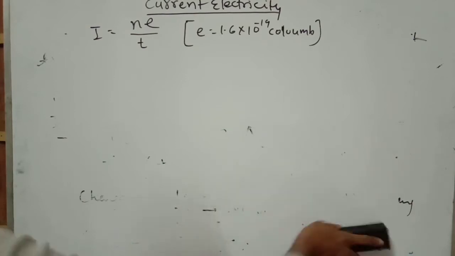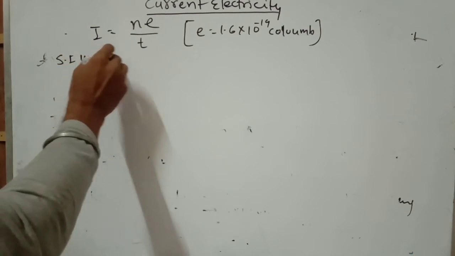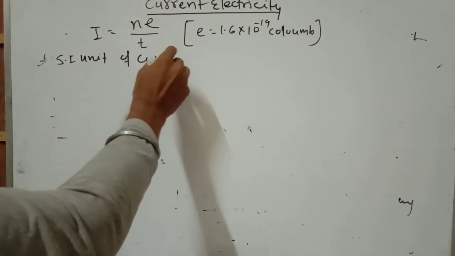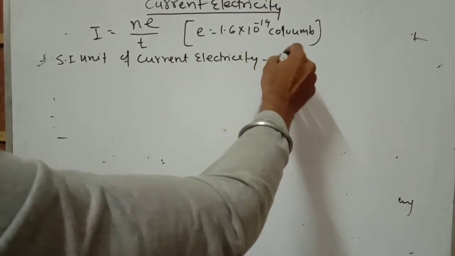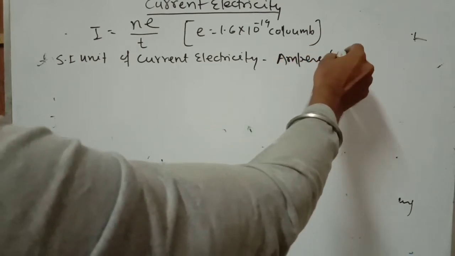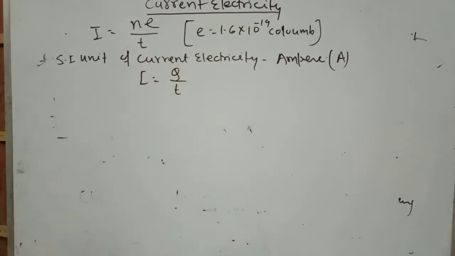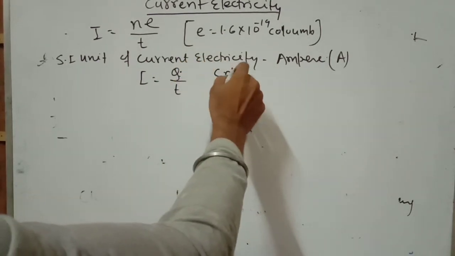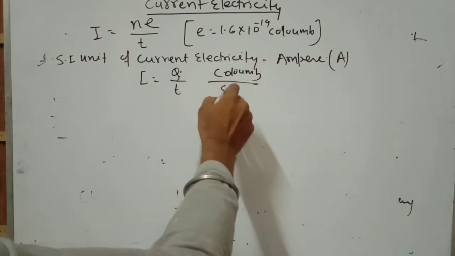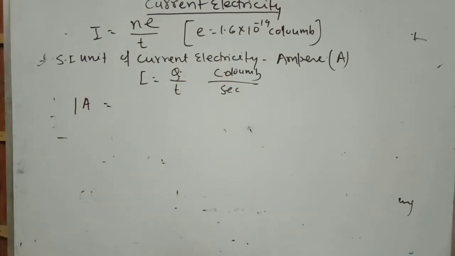What is the SI unit of current electricity? The SI unit of current electricity is ampere, and the symbol is A. We already know I equals q by t. The unit of charge is coulomb and the unit of time is second. So you can define 1 ampere: 1 ampere is 1 coulomb of charge in a time of 1 second.